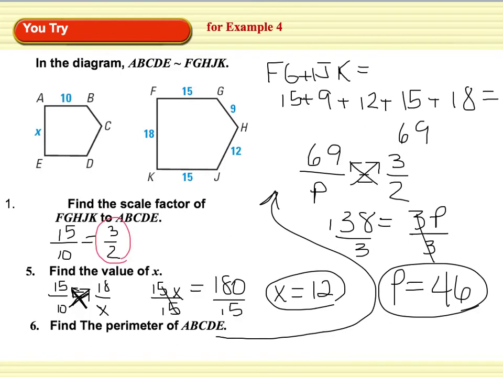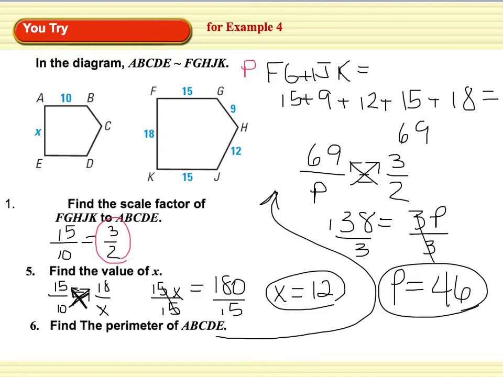Okay, let me walk you through this. First of all, find the scale factor of FGHJK to ABCDE. I put 15 over 10. Okay, then I found the value of X. I have 15 over 10, which is here. 15 over 10 is equal to 18 over X. Notice I went in the same order. 15 over 10, 18 over X. Cross product, and I got X equals 12. Then I found the perimeter of ABCDE, and I had to move it up here because I needed more space.